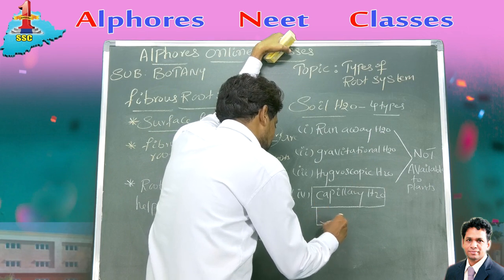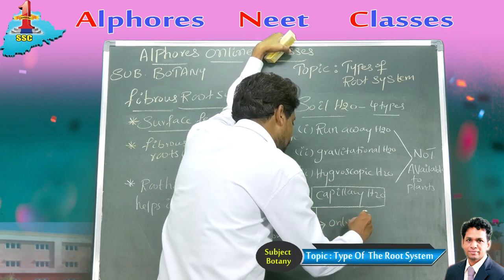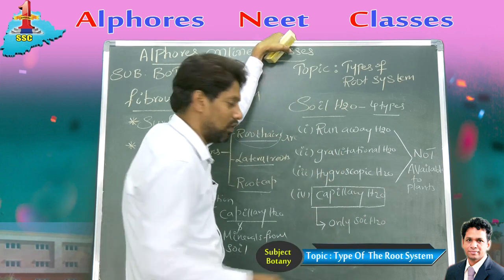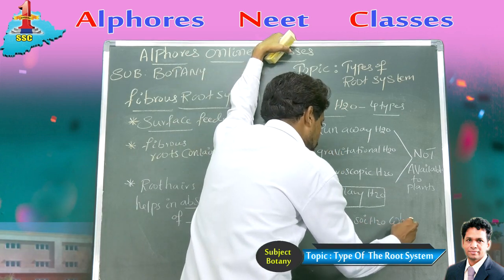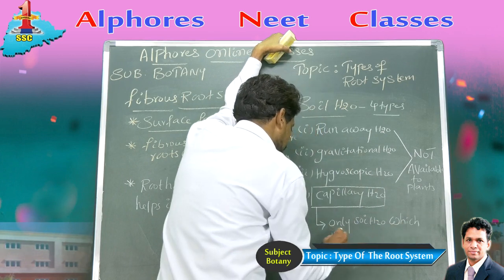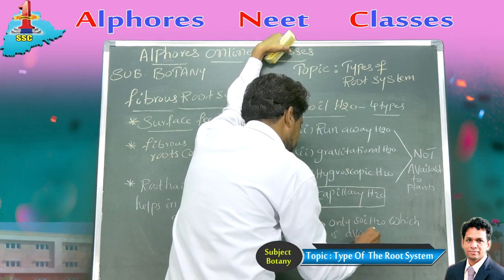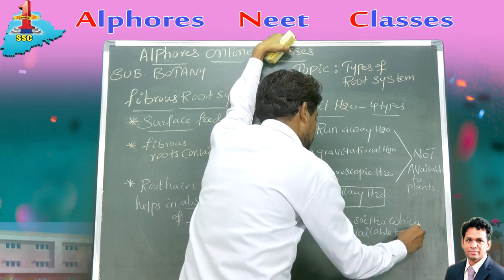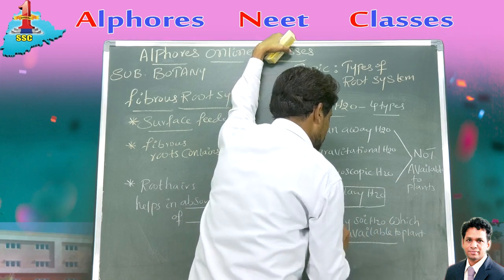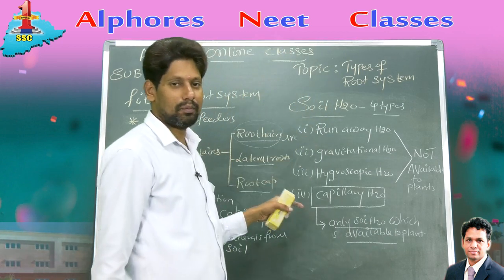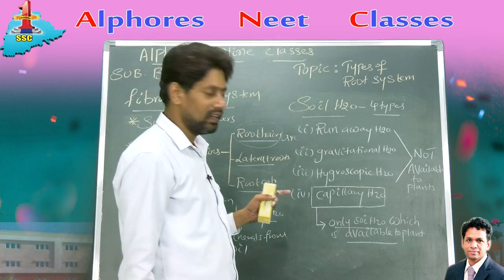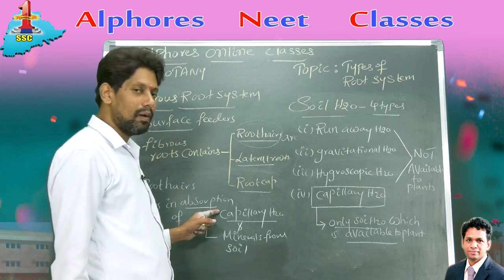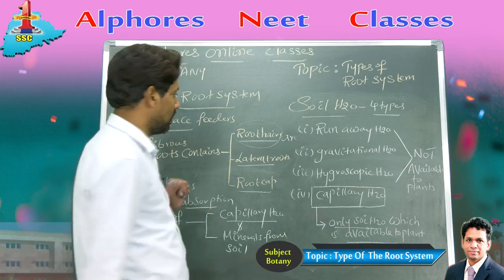Capillary water is the only soil water which is available to plants. Therefore, the only water available to plants is which water? Capillary water. Is this statement okay? Therefore, root hairs help in absorption of capillary water and minerals from the soil. Right?